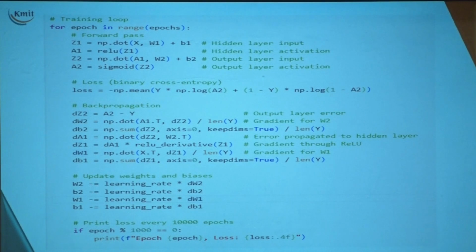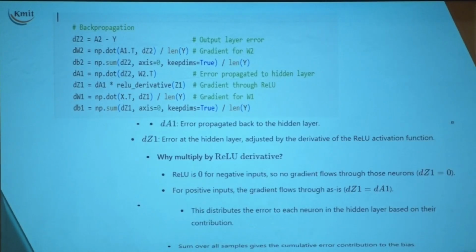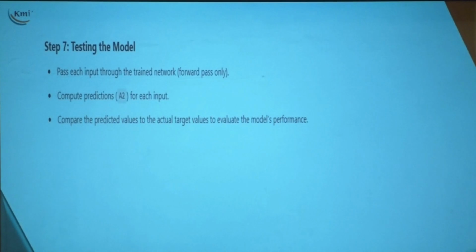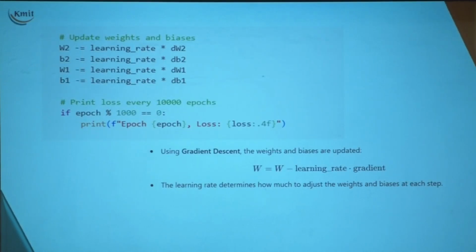For i in range of epochs, what did I do first? Forward. After that, loss. After that, backward. After that, updating the weights. How are we updating the weights? The new W2 is equal to the old W2 into the learning rate. Okay, the same formula. I update the weights, and I have taken 5000 epochs.